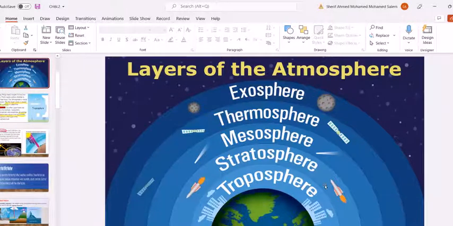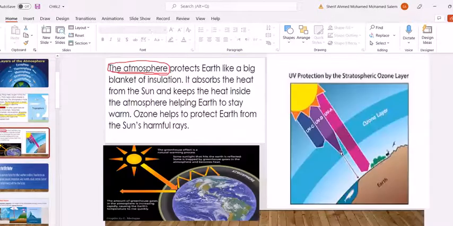Okay? The second one, stratosphere. The stratosphere is the second layer in the atmosphere, and it has the ozone layer. Do you know anything about the ozone layer? No, but I know its name only. Okay, this is the ozone layer. It's a layer in the atmosphere, in the second layer, the stratosphere, and it's very important for the Earth.